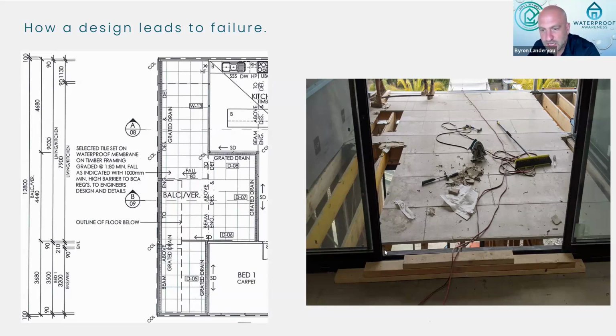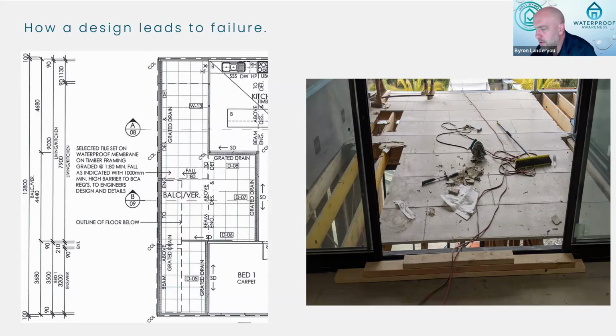So inadequate step down from internal to external. They were anticipating that these graded drains would allow that. The structural sheet flooring manufacturer do not allow a graded drain in their particular system. What's great on the plans here, we've got 1 in 80 fall, which is tremendous. Your balcony should be minimum 1 in 80. 0 fall on this area.